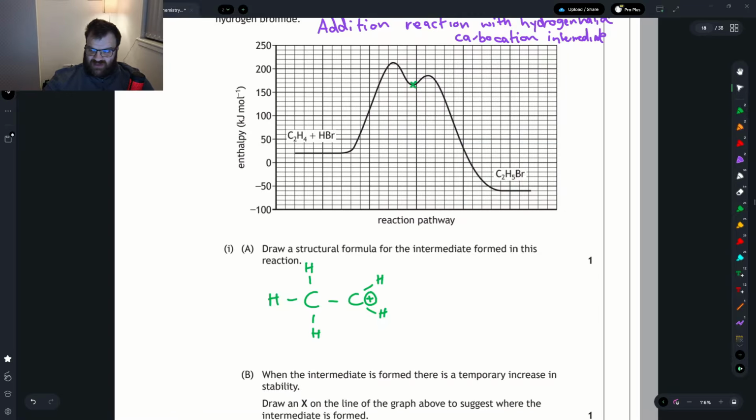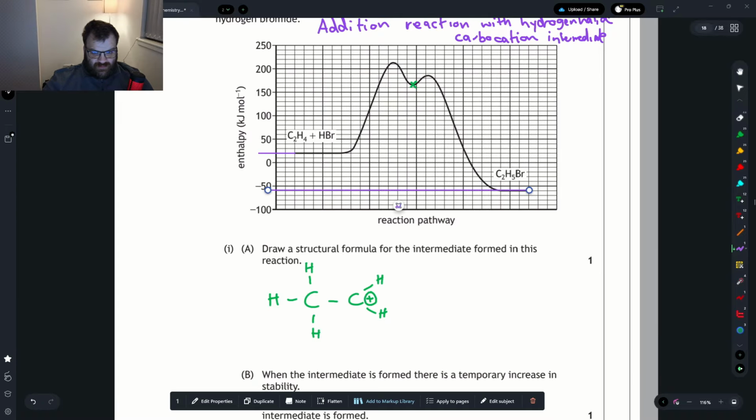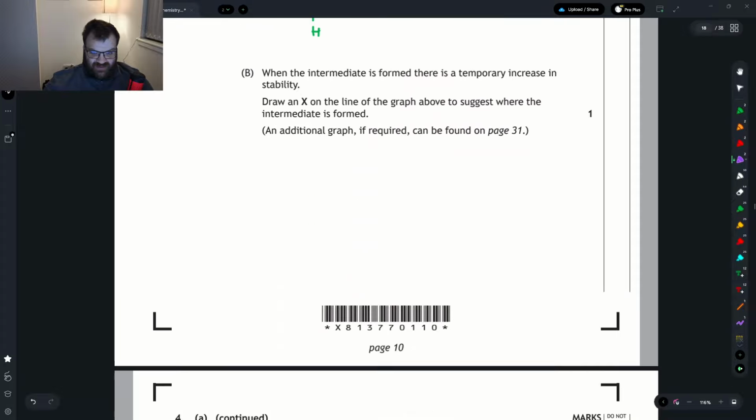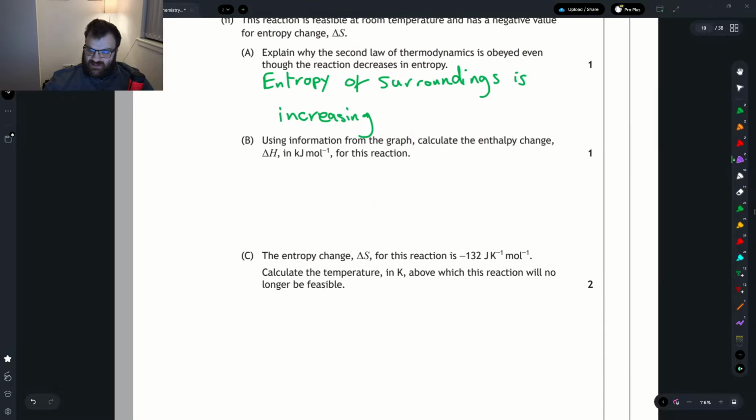We're asked for the entropy change. So there, and there. Each jump must be 10, so we're at 20 there. And then we're at minus 60. We've dropped by 80. 20 down to 0 and then another 60. So minus 80 kilojoules per mole.